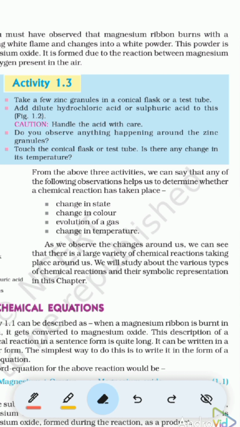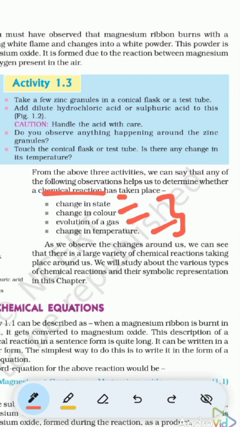So from all the activities 1.1, 1.2 and 1.3, we can definitely say that any of the following observations help us to determine whether a chemical reaction has taken place or not. First is change in state, second is change in color, third is evolution of a gas, and fourth is change in temperature. If any one of the four takes place, we can definitely say that a chemical reaction has taken place.